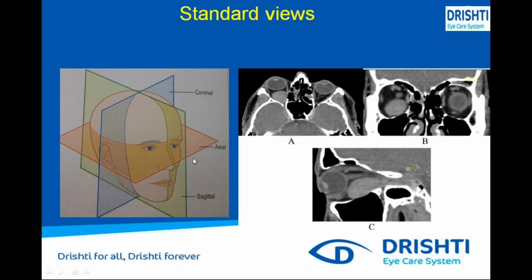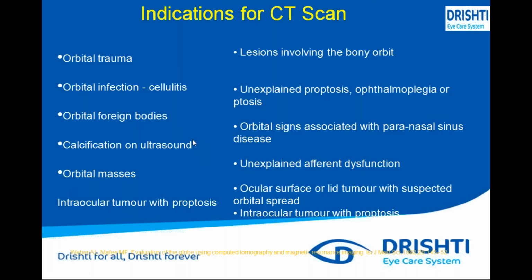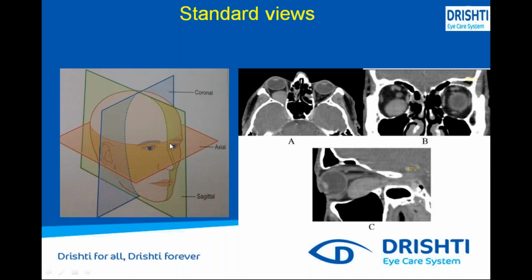If we see this beam, it goes from upward to downward, from the apex upward. So this is the axial scan. This axial is A. If you see in this scan, this is the axial scan of the CT scan. Coming to the coronal view, coronal is like anterior to posterior. The beam of rays passes from the anterior portion to the posterior portion. So this is B, the coronal scan.